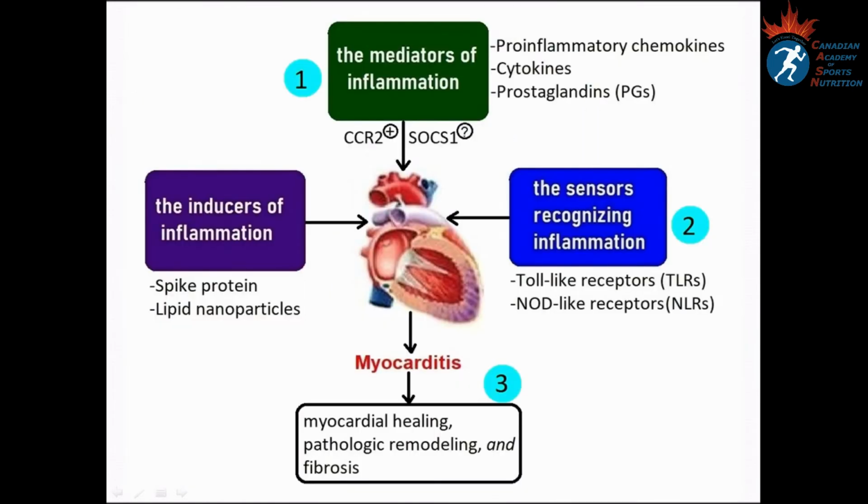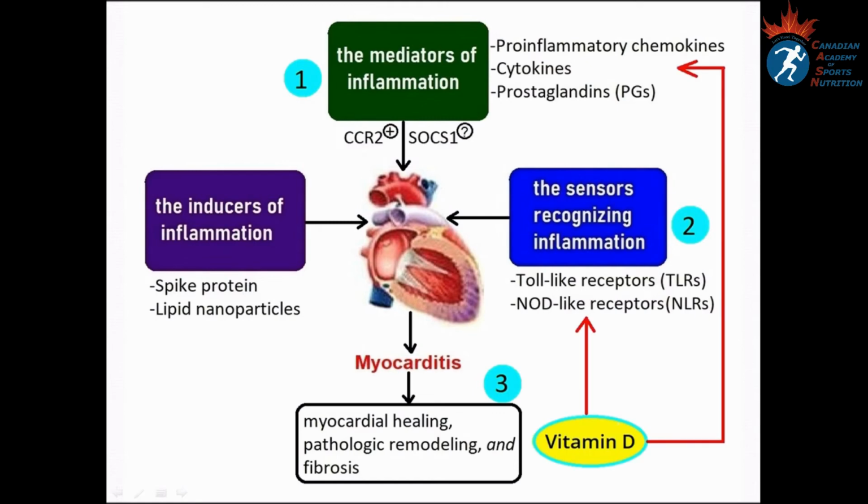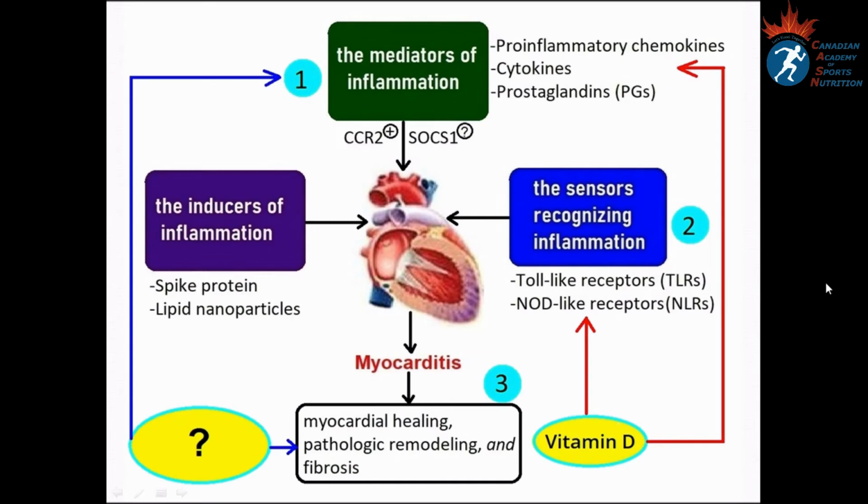future. You remember this slide, and I showed you that vitamin D can decrease the risk of developing myocarditis from mRNA vaccines by silencing CCR2 and downregulating the sensors that recognize inflammation, especially toll-like receptors. What if I tell you that there is a unique substance and natural medicine that not only can decrease inflammation, but also can decrease and attenuate cardiac fibrosis? What is that natural substance?